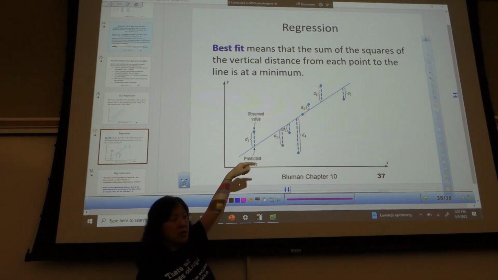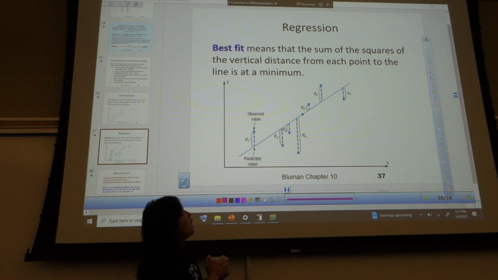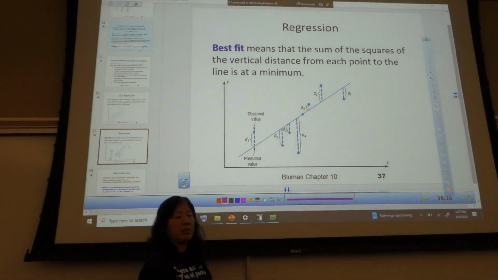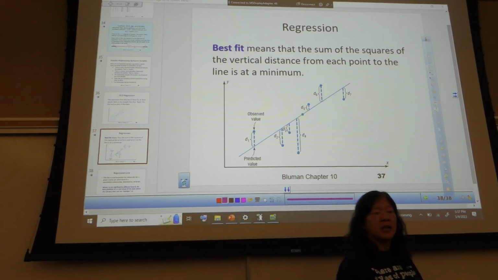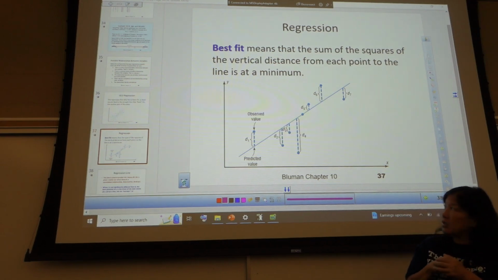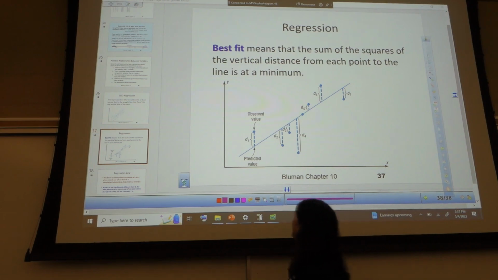Find all those distances from the point to that line, straight up and down in the y direction, and then you square all those differences, and you sum them up. You add them up. So that's why it's called the sum of the least squares. The line that has the smallest sum of all the squares of the distances is your linear regression line.